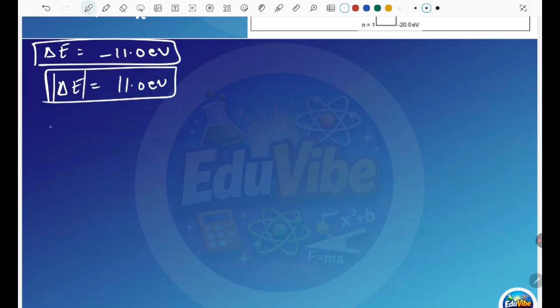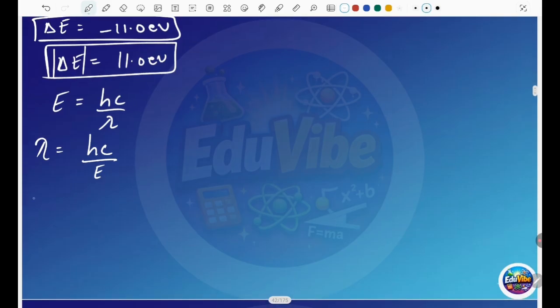So we have to find the wavelength. You know that this thing is equal to hc upon wavelength. So you can find the wavelength from here, you know the energy. So wavelength is equal to h, which is given to you. So you have to use the h for the eV thing.